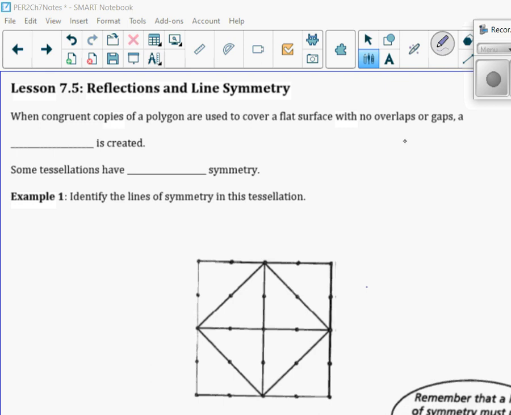7.5, reflections and line symmetry. So this is totally different than what we were doing the last couple of days. This has to do with symmetry and transformations now versus similarity.